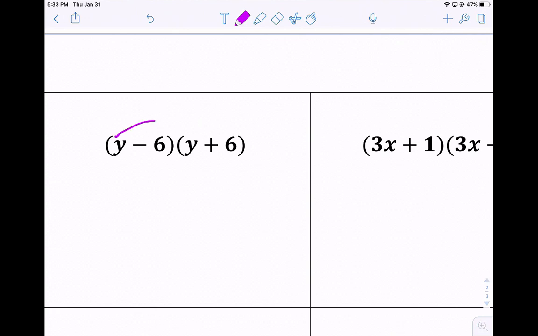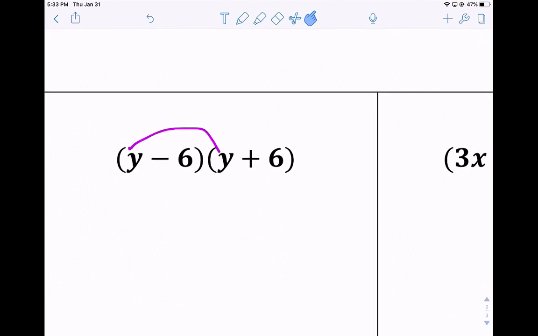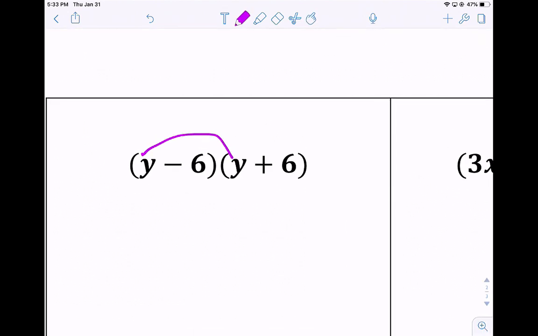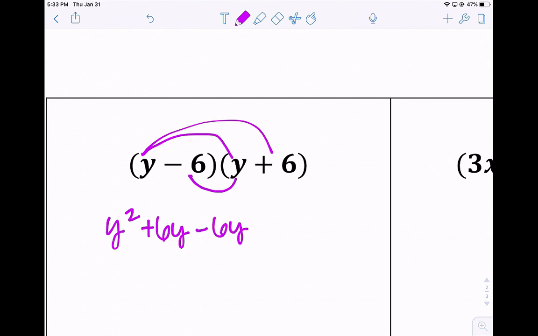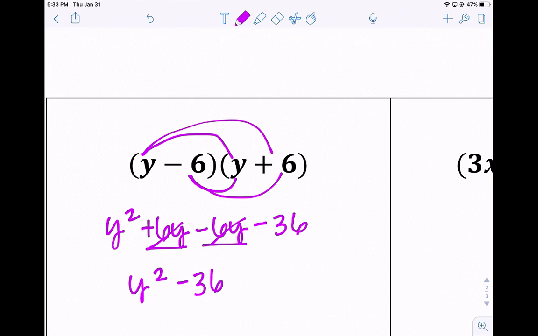So we start with y times y is y squared. Then y times 6 is plus 6y. -6 times y is minus 6y. And -6 times 6 is minus 36. From here, we combine our like terms, which should be in the middle. So we did, in fact, get positive 6y and negative 6y. So 6 minus 6 is a zero pair. These are going to cancel out. So we get y squared minus 36 as our final answer.